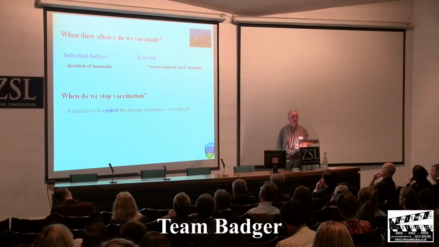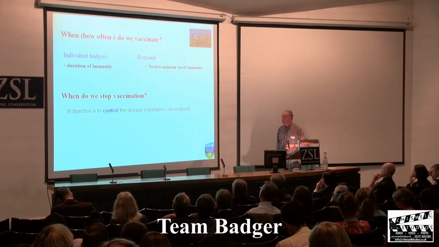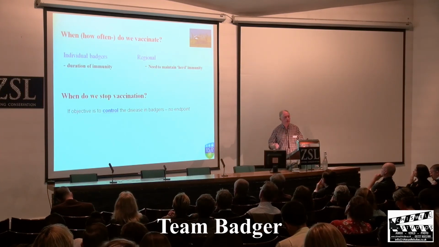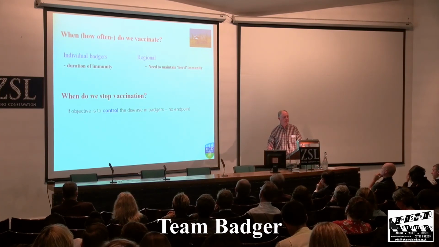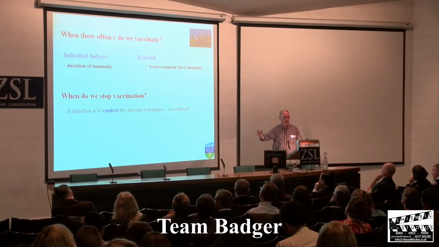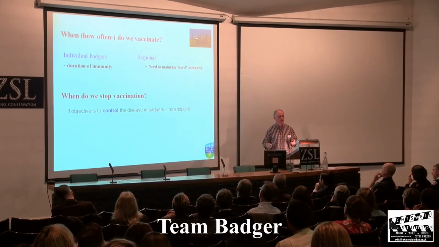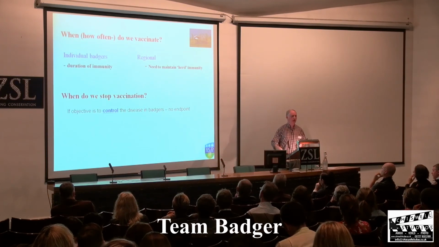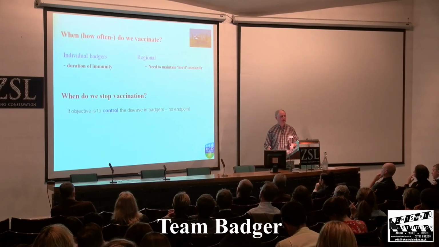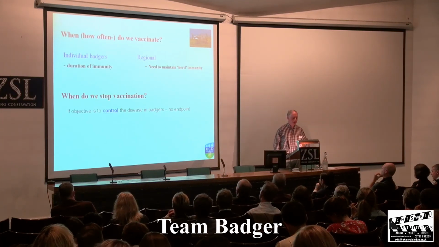When do we stop vaccination? That's very important. What's our exit strategy? And this is my last point. Well, if the objective is just to control the disease in badgers, then the problem is there's no end point. In other words, we're accepting the status quo that we vaccinate badgers to a certain level, TB rates hopefully drop in cattle, and we say, okay, we're happy with that. The problem with that strategy is that you're forever condemned to vaccinating your badger population, for all the reasons that Rosie mentioned earlier. There are always new susceptibles coming into the population. So there is no end point to vaccination if your ambition is just to control the disease.